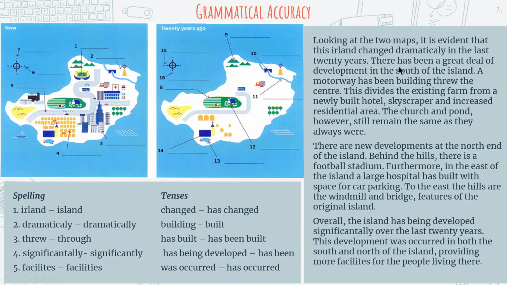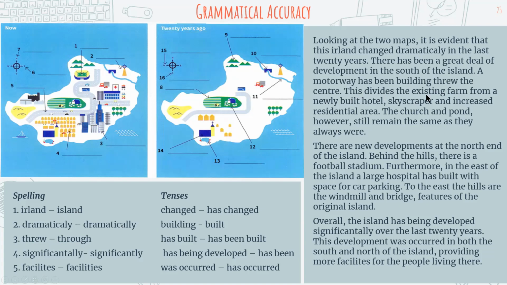Okay, then we have: there has been a great deal of development in the south of the island. A motorway has been building? No, has been built, not building. This is the passive voice of the present perfect simple tense. Through, it's through, okay? Not through, through, okay? The center, because this is actually through the center of the island.